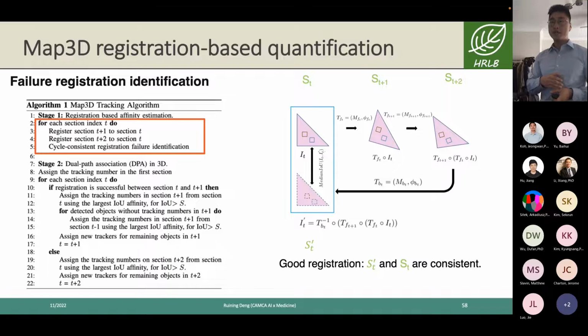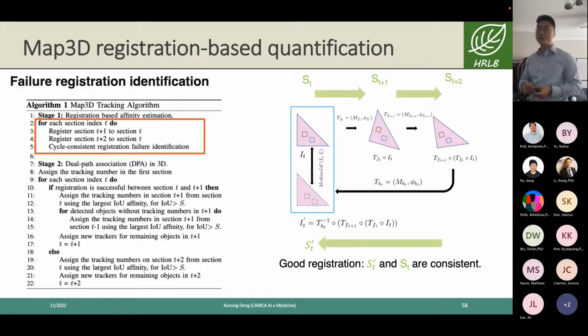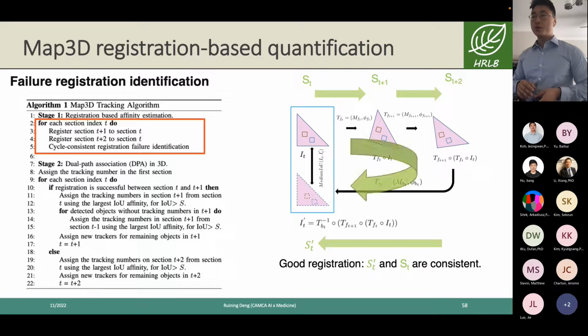And we want to know automatically which pair is a failure and which pair is successful. So we propose failure registration identification. We register slice T to slice T plus one, and then to slice T plus two. And also we have the interleaf registration, so we can let slice T plus two go back to the physical space of slice T. If slice T and slice T prime are consistent, which means they are similar, we believe that those pairwise registrations are good.